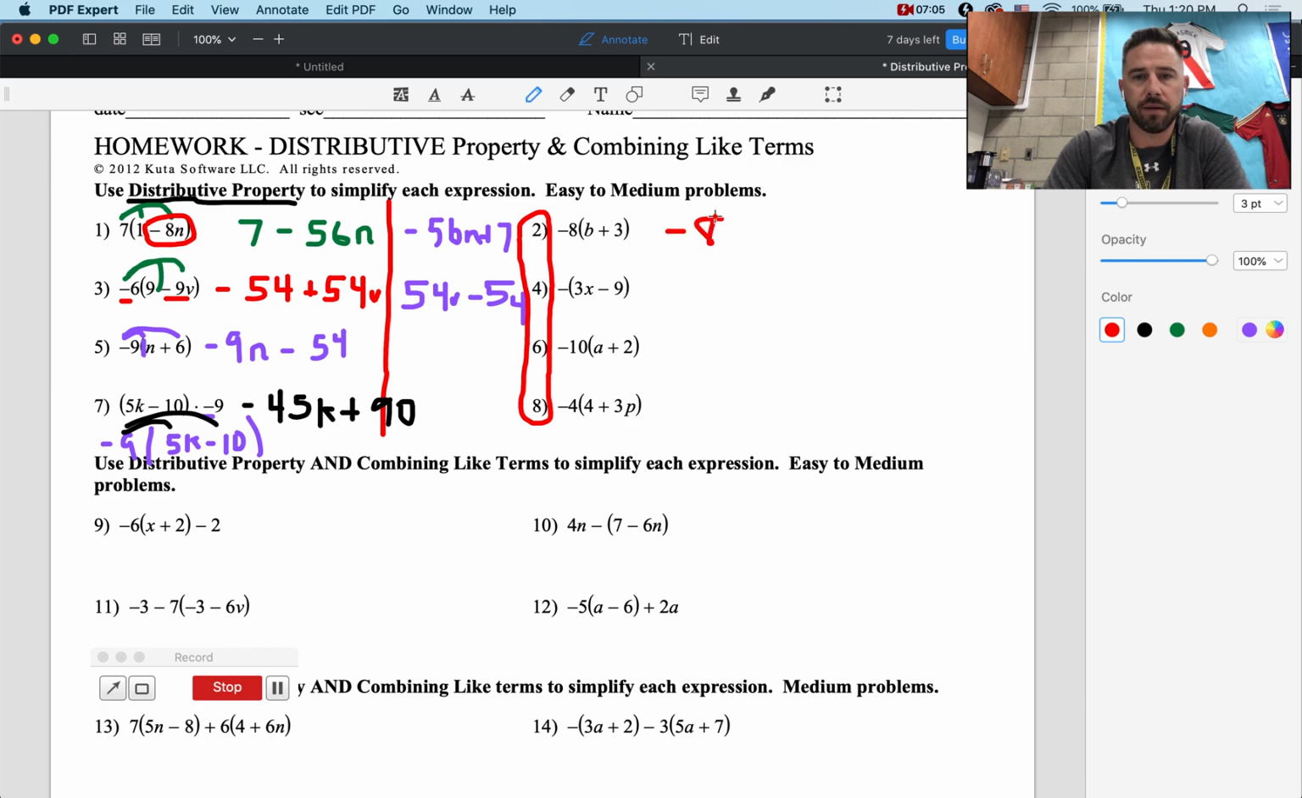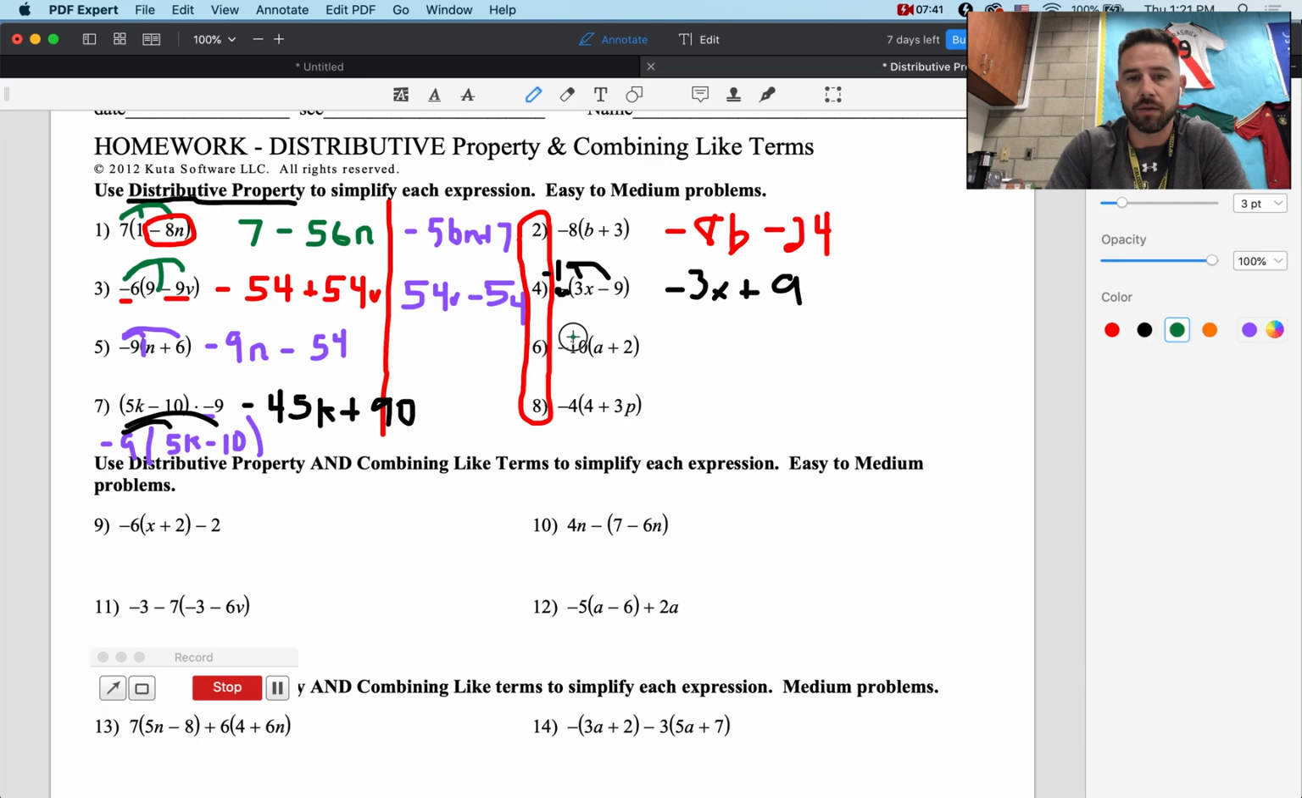This guy's negative 8b minus 24. This guy is, remember, okay, so here's a little tricky. Do you see a number out here? You're like, I just see a negative. So what this really is, it's a negative 1 out in front. So anytime you see just a negative out in front, make it a negative 1. And now you're like, oh, okay, now I can do that. This becomes a negative 3x. And then negative times a negative is a positive. We have a positive 9.